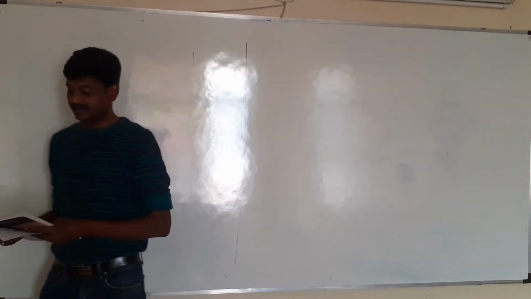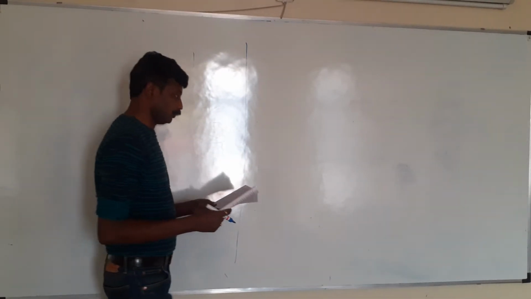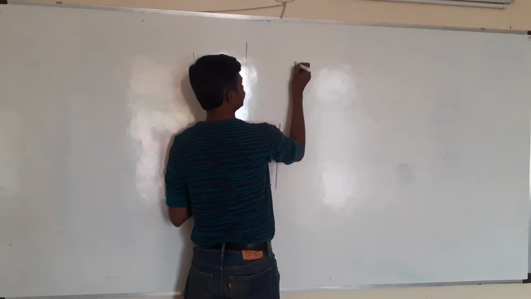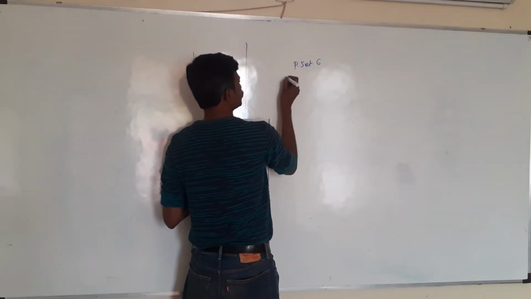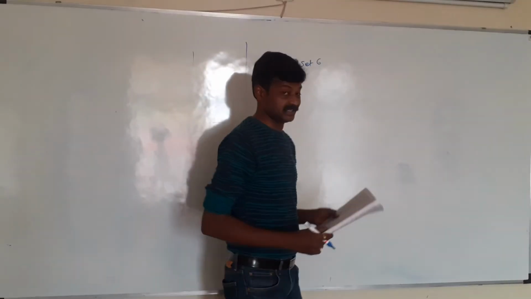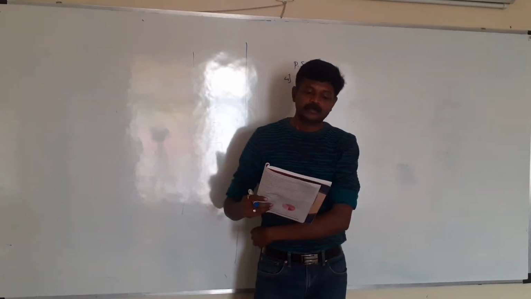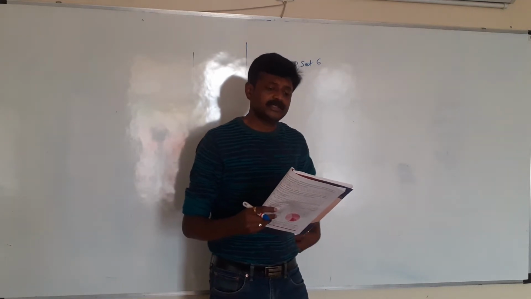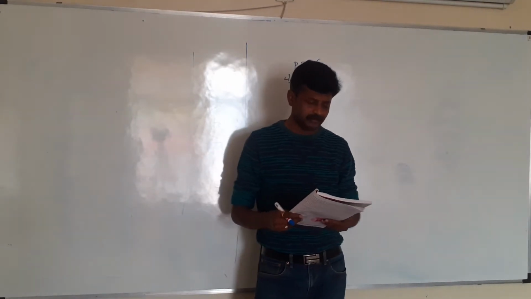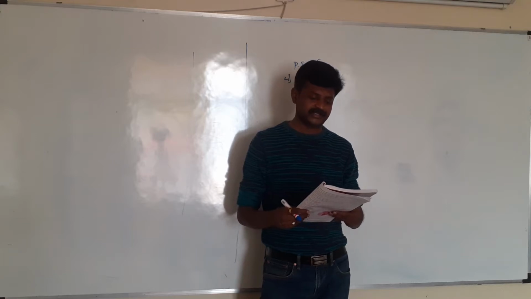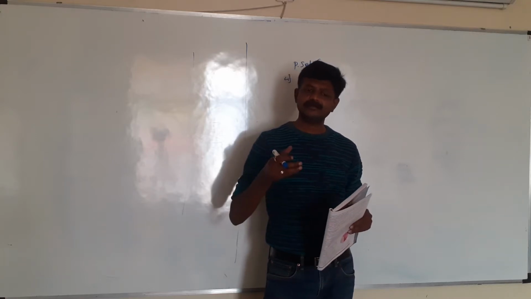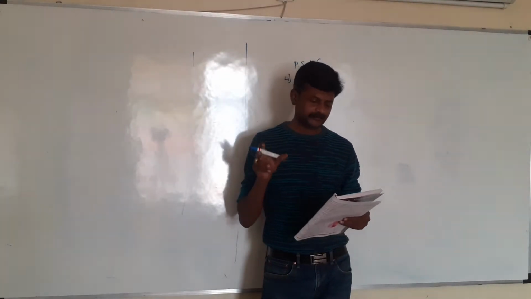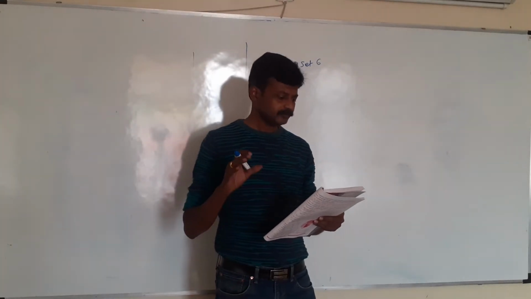Now come to page number 166, question number 4, problem set number 6. The question is, the weekly wages of 120 workers in a factory are shown in the following frequency distribution table. Find the mean of the weekly wages. Weekly wages means the weekly income, salary. In 1 week, how much salary is given to them.